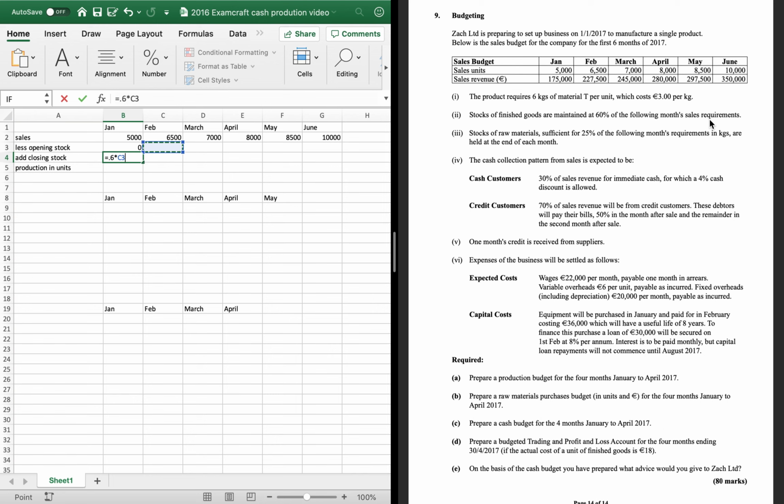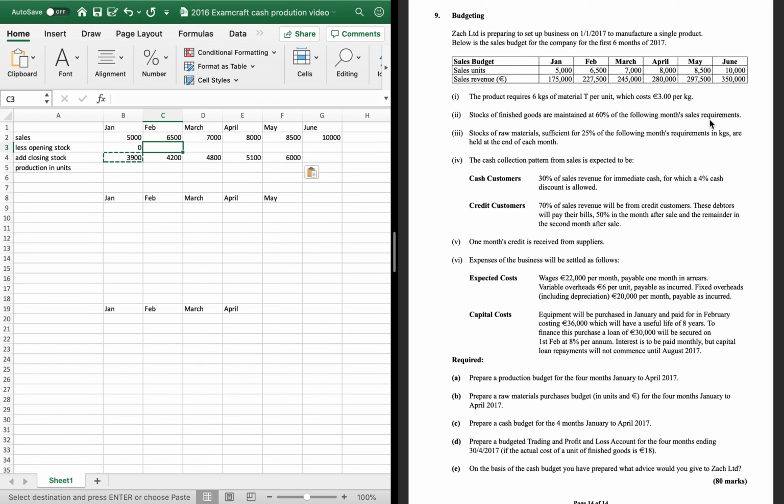So for January, it's 60% of February sales, which is 6,5. For February, it's 60% of March's 7,000. For March, it's 60% of April. For April, it's 60% of May's 8,5. And for May, it's 60% of June's. Okay, June, you can go no further than that.